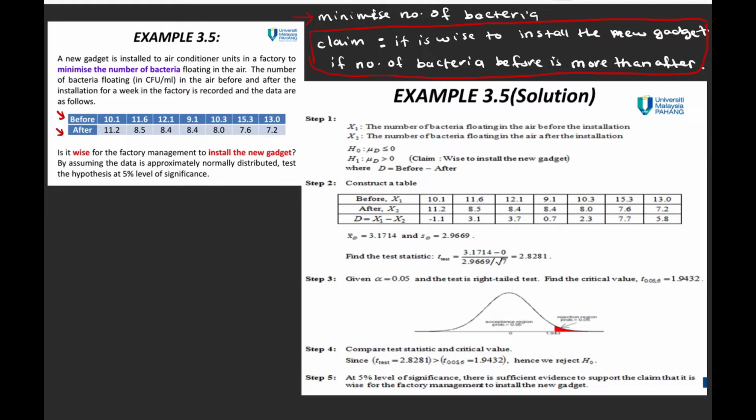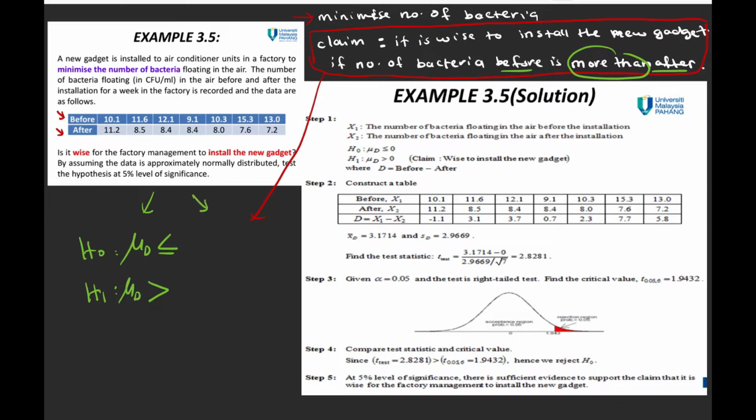So based on this claim, more than, before more than after. So you will have here more than. More than is H1. If your H1 is more than, H null is less than and equal. So the left hand side here is mu capital D because this one is the dependent sample.